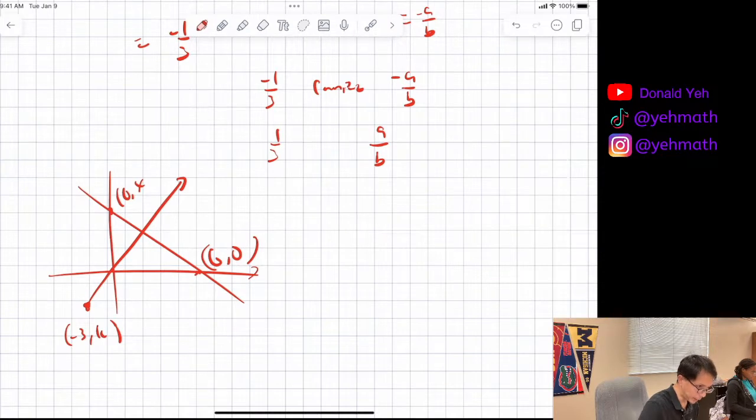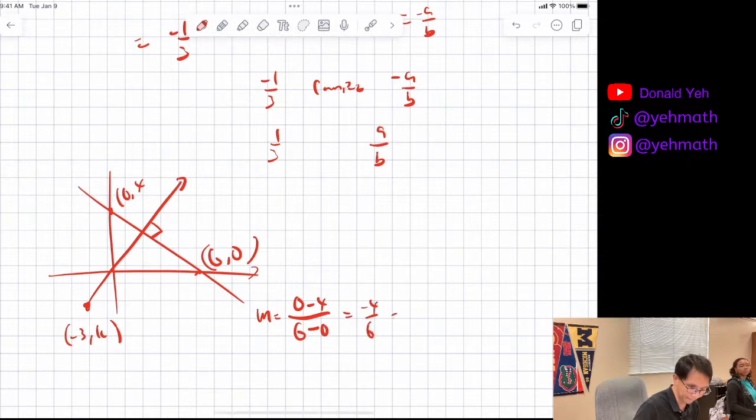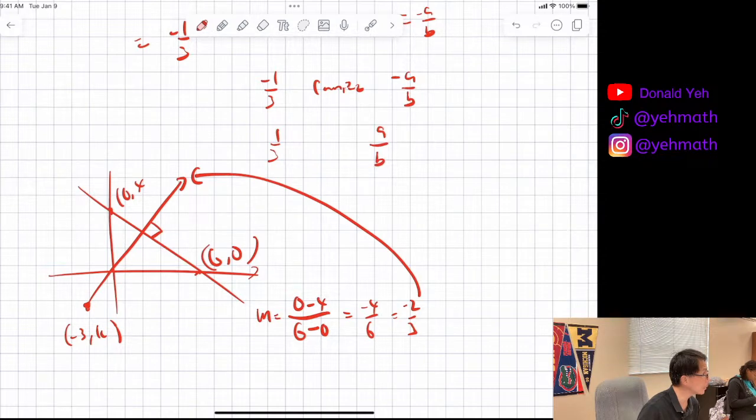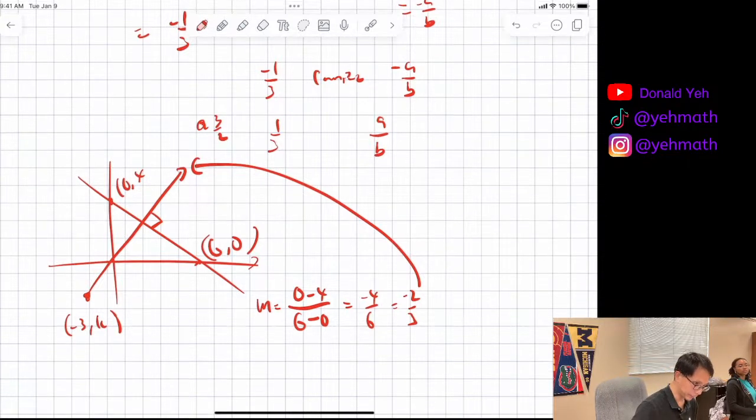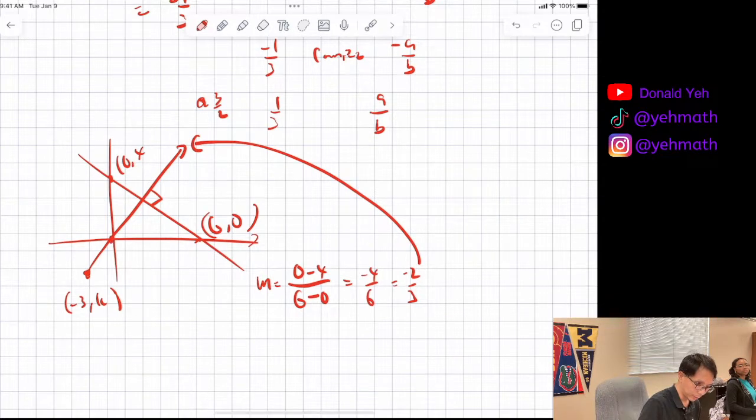But they say this is perpendicular to the other line, so can I figure out the slope of this one? The slope of this one is going to be 0 minus 4 over 6 minus 0. Is that okay? Did you figure out the slope? Did you apply the perpendicular slope here? So what will be the slope? Okay, 6 over 4, so it'll be 3 over 2, right? And they ask, what is the value of k? But remember, it goes through the origin.